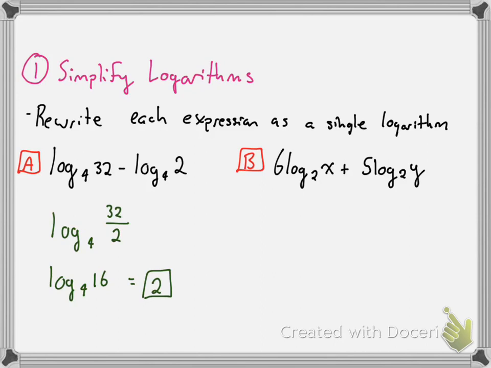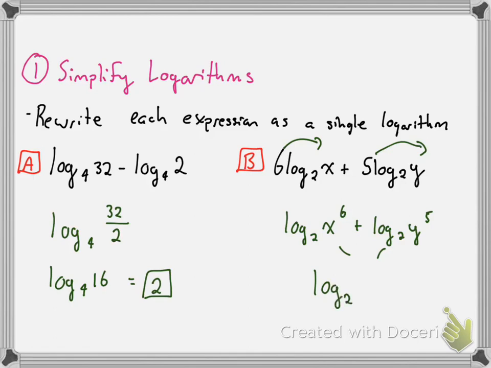Here, I have a coefficient in front, so that tells me that I'm going to be dealing with exponents. I move these exponents to the top of my expression. So I'm going to say log base 2 of x to the 6th power plus log base 2 of y to the 5th power in my first step. Finally, by the product property, since these are both taken to log base 2, I can combine these to say this is log base 2 of x to the 6th times y to the 5th power. And that would be my final answer to simplify.